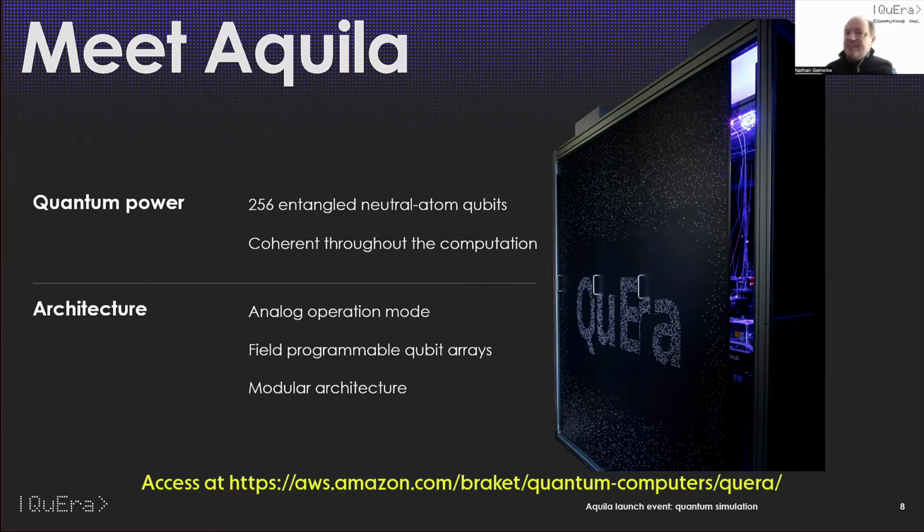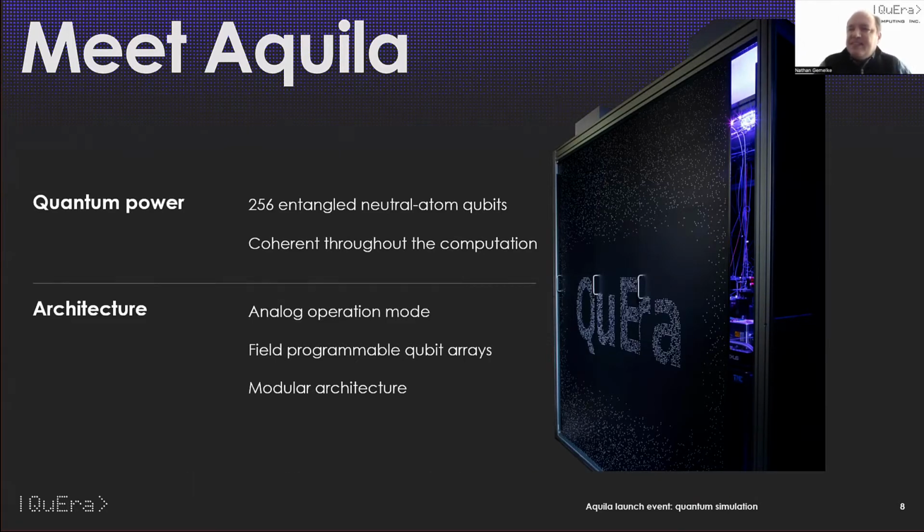The architecture, like I said, it's not a gate-based computer, so it requires a little bit of specialized knowledge, and that's what we're here to learn today. It works in an analog operation mode. We like to think of the power of this machine really being in how flexible it is to move the atoms around and put them into different kinds of geometries. So a good phrase for that is that we have field programmable qubit arrays in this device that we can use.